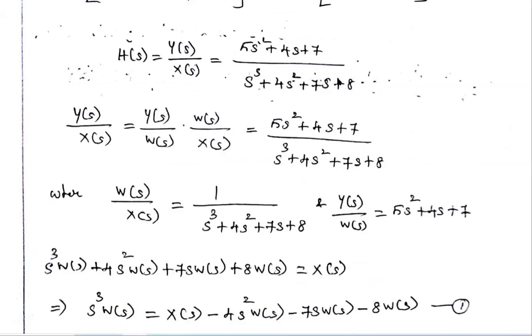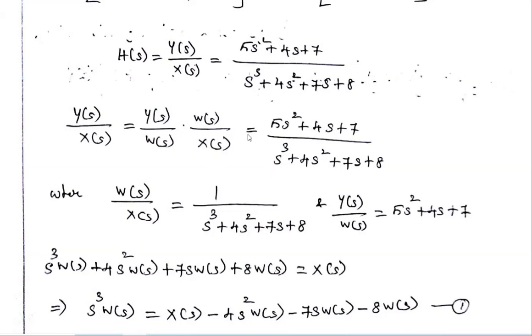Similarly, the next step, after calculating this Y(s) by X(s), is multiplying. You see, Y(s) by X(s) can be written as Y(s) by W(s) into W(s) by X(s). That is, we are multiplying W(s) to the numerator and the denominator, so the value will not change. So you write this Y(s) by X(s) as Y(s) by W(s) into W(s) by X(s).